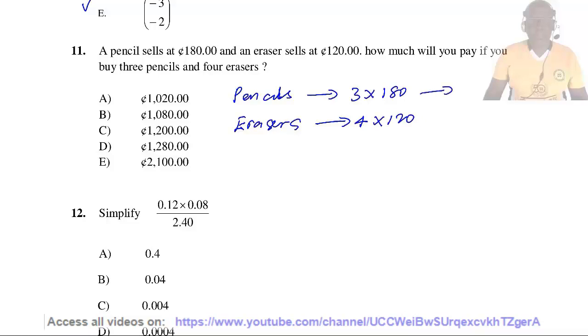So 3 times 180 equals 540. 4 times 120 equals 480. The total will be 1,020. So the answer is A.